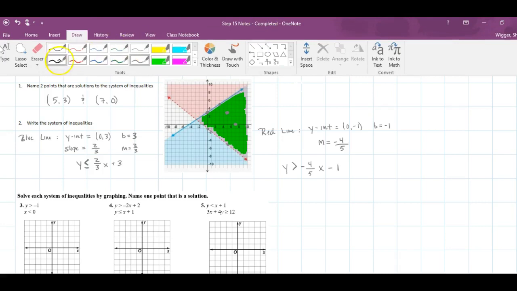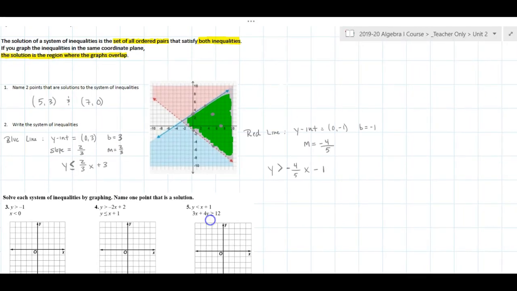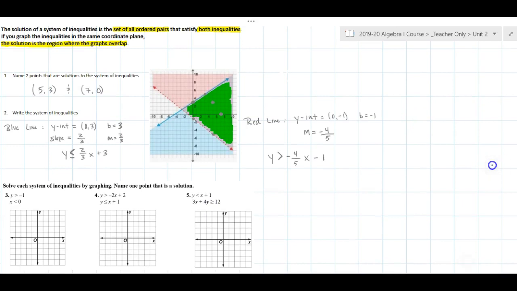So my system of inequalities, I'm going to write them together over here. System means 2 or more. Y is less than or equal to 2/3 x plus 3, and y is greater than negative 4/5 x minus 1.